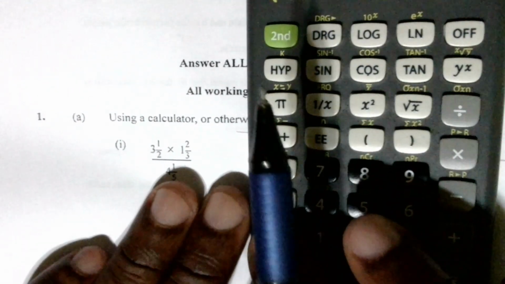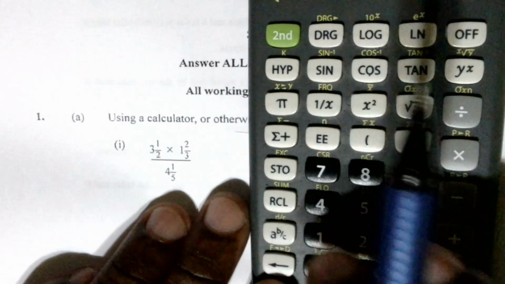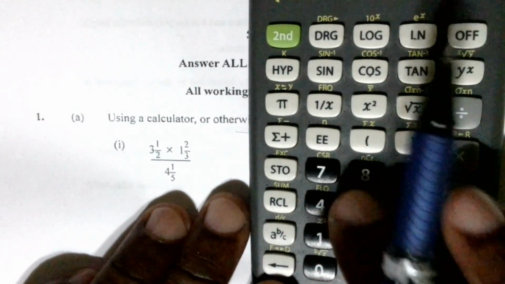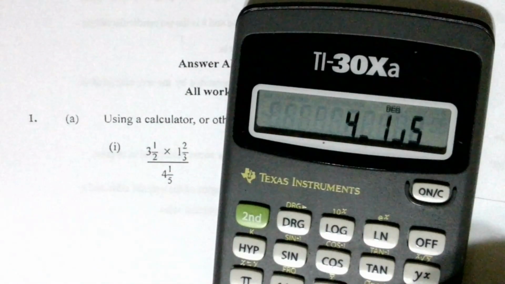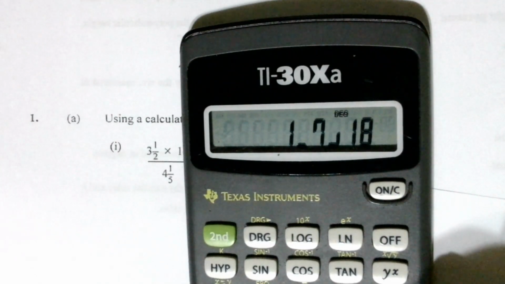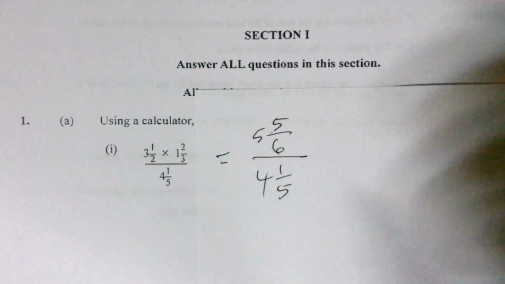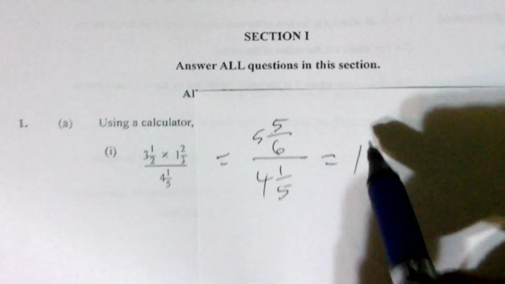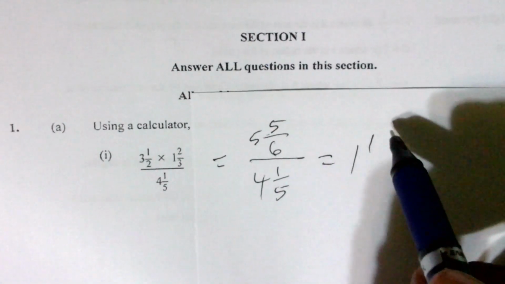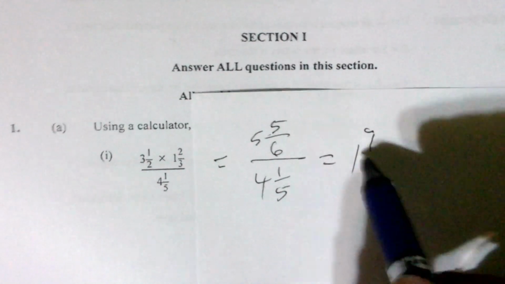ABC, 1, ABC, 5. Okay, 4 and 1/5. Then press equal, and our solution is 1 and 7/18. So once we have that, we write down the solution, which is 1 and 7/18.